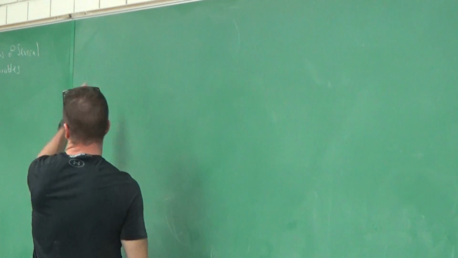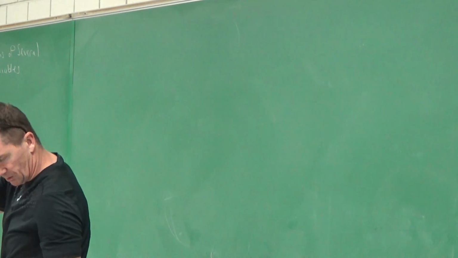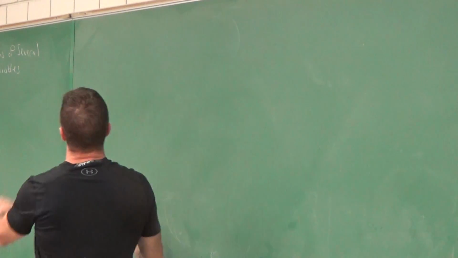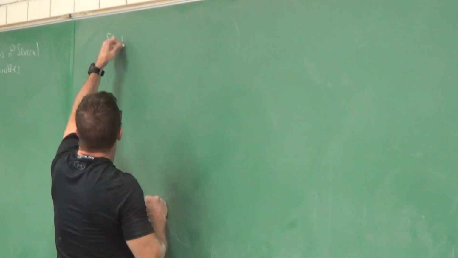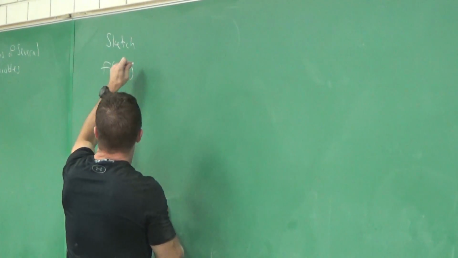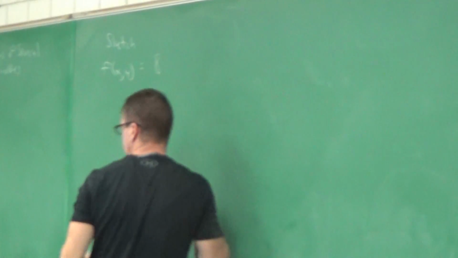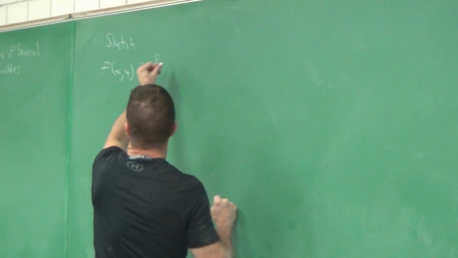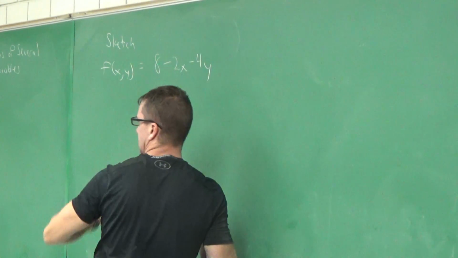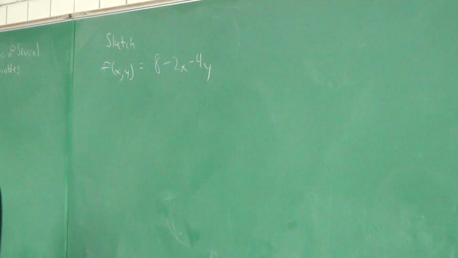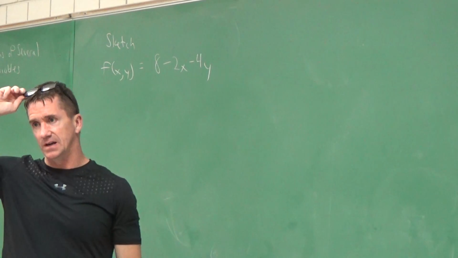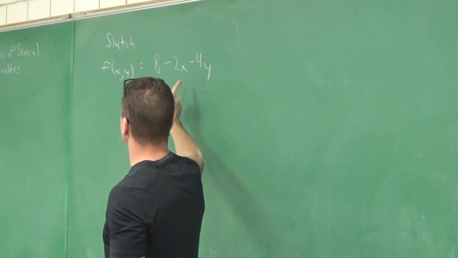Now, I want us to work this problem that I have here. Sketch the graph of z equals 8 minus 2x minus 4y. These are problems just from section 4.1. This is going to become rather important throughout the remainder of chapter 14, even in chapter 15 and chapter 16. We're going to have to sketch this thing.